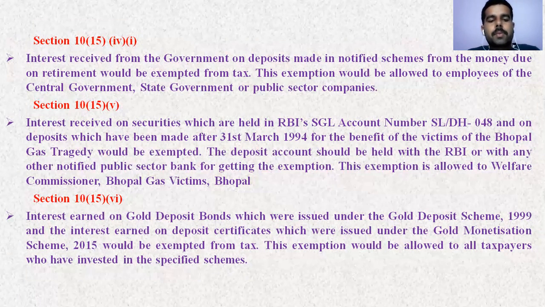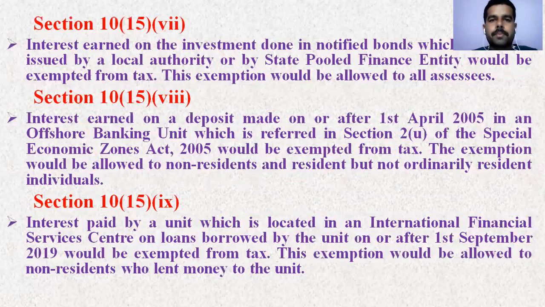Okay, here what happens, suppose you have gold, you invested, you deposit in the form of bonds here. On that gold you are getting some interest, and this amount is also fully exempted according to these schemes. Okay, 1999 gold deposit scheme, the next gold monetization scheme 2015.